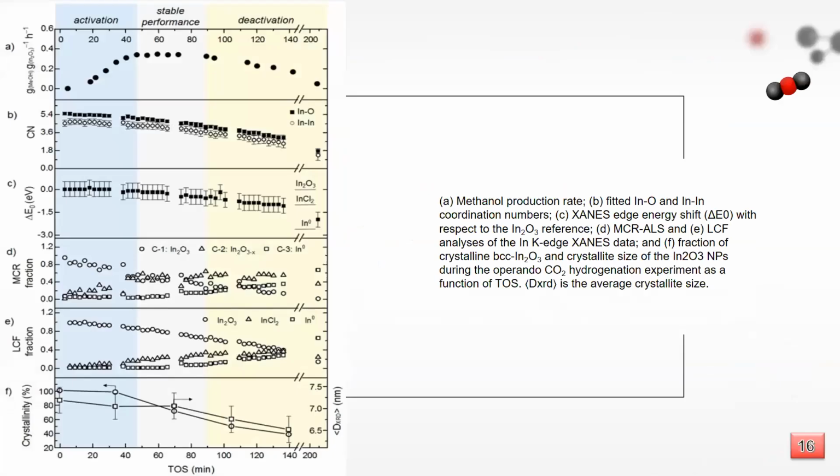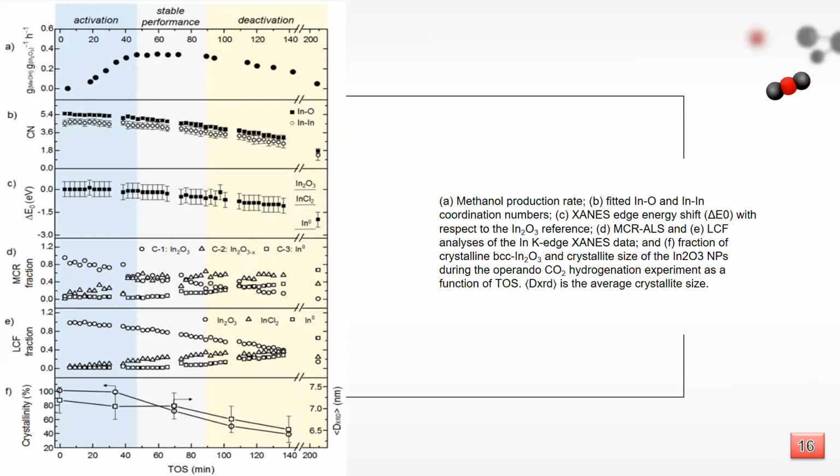So based on the results of the in situ XAS and XRD, we can derive this information, as you can see in the figure on the left. In the first part of the figure, in A, you can see that the production rate of methanol can be divided into 3 regions: first the activation, then the stabilization, and finally the deactivation.